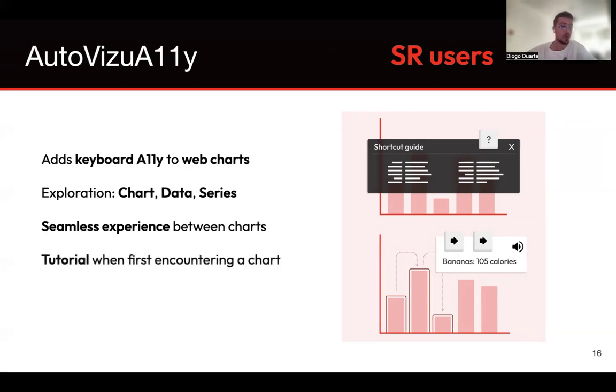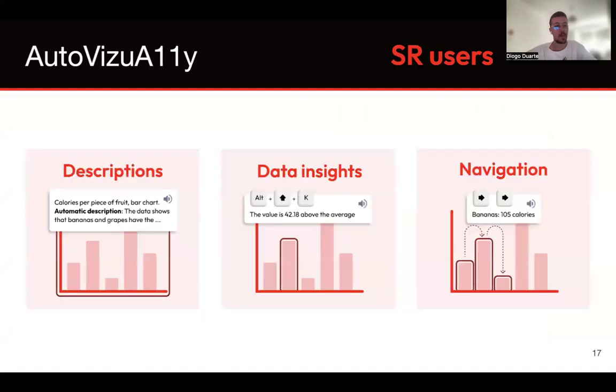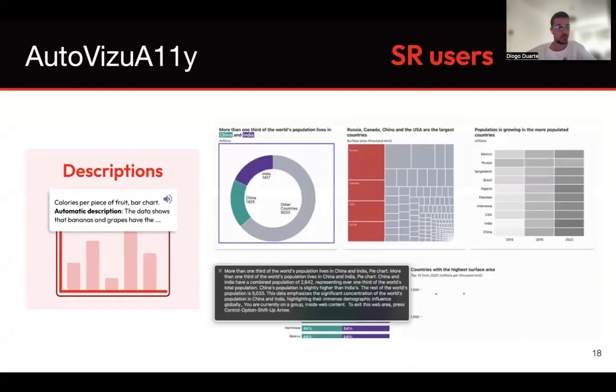Also, when first encountering an AutoVizuA11y chart, the screen reader points the user to what we call the shortcut guide, where a tutorial and the available shortcuts can be heard. More on that later. And most importantly, it provides features that we categorized into three key pillars. So those are the descriptions, data insights, but also navigation.